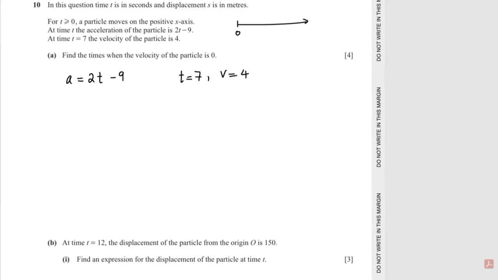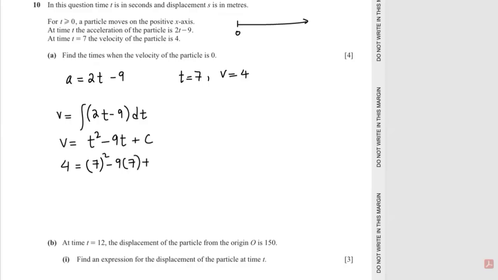So in order to find the expression for the velocity, you need to integrate the acceleration. So let's do v and integrate 2t minus 9 dt. This will be 2t squared divided by 2. So I'm just writing t squared minus 9t plus c. Now we put v equals 4, t equals 7, and minus 9 into 7, plus c.